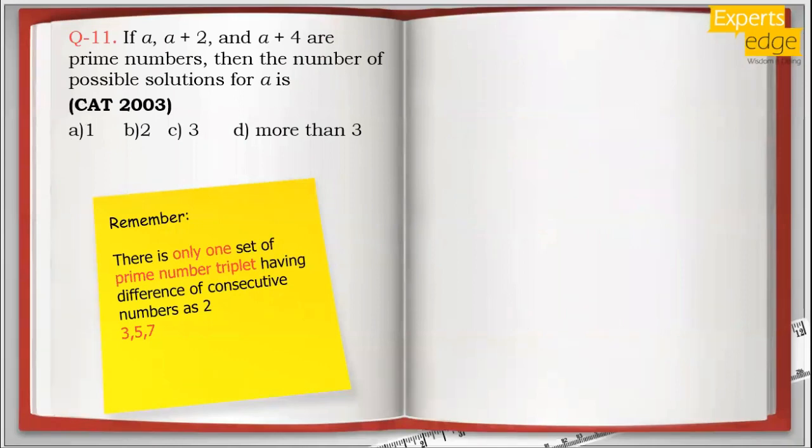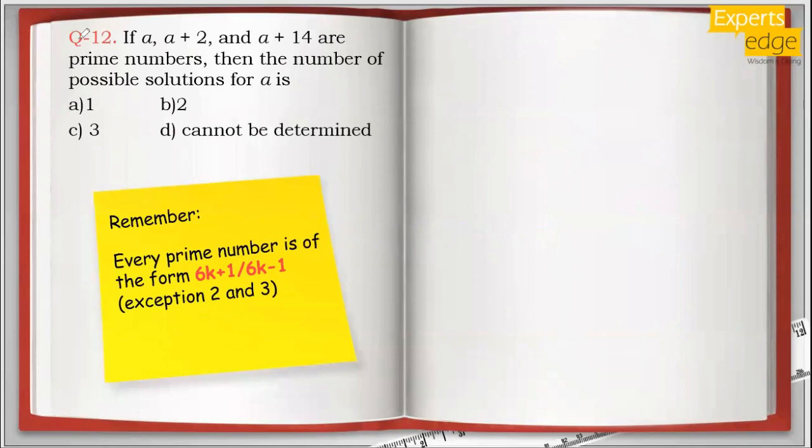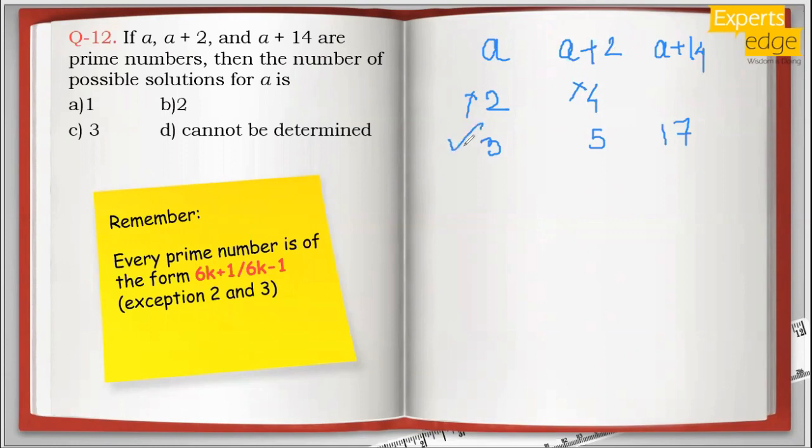Okay. Let's see another variation to this. If I take question number 12, here it is a, a plus 2 and a plus 14. So again, I'll start with 2. So this is 2, this is 4, which is not a prime number, so I'll stop here. With a as 3, this is 5, and 3 plus 14 is 17. I got another set of prime numbers, that is okay.